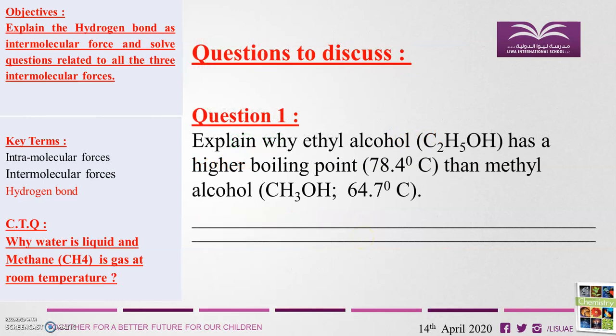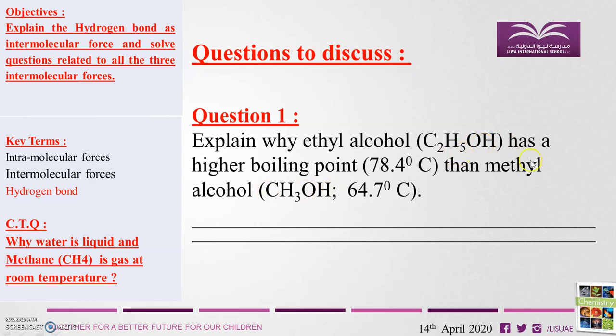Now, a question that you might face. Question number 1: explain why ethyl alcohol has a higher boiling point than methyl alcohol. Okay, miss, how can I solve this question? First of all, you have to think about ethyl alcohol. What type of bond can we see in ethyl alcohol? You will say, I have carbon and hydrogen, so we might have dispersion force, but I have O and H. Because I have this type of bond, it means that this OH will form a hydrogen bond.